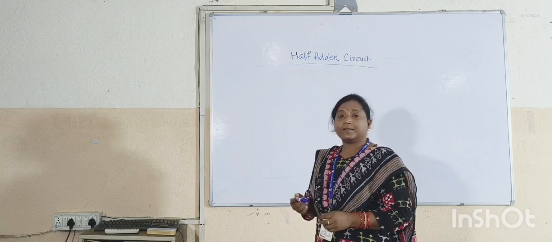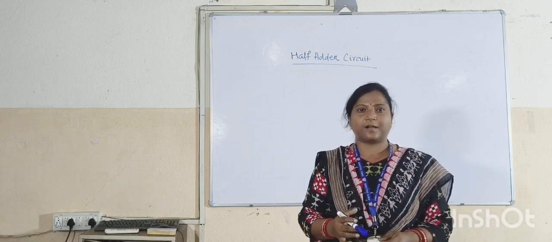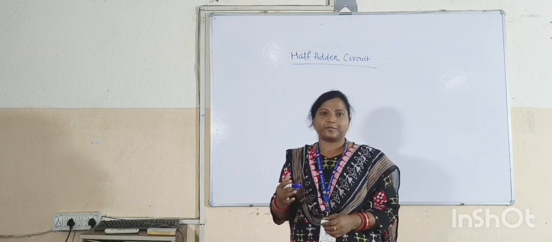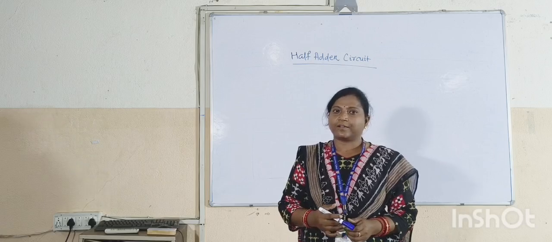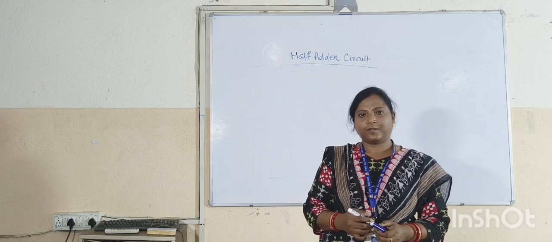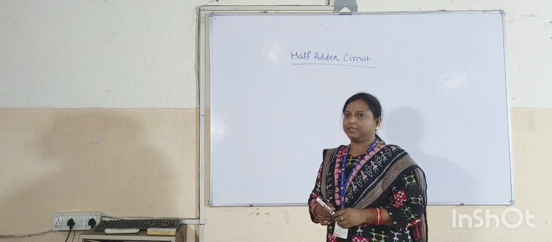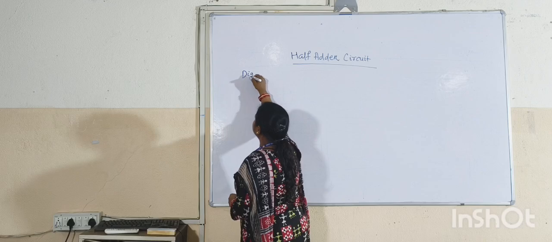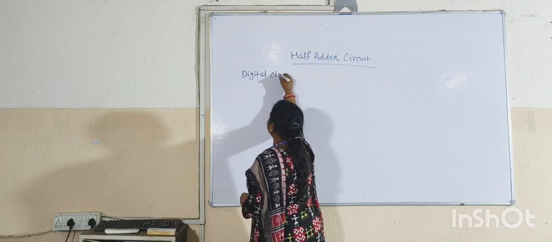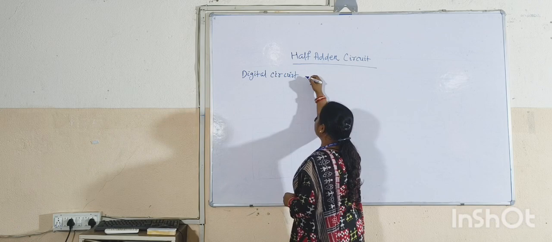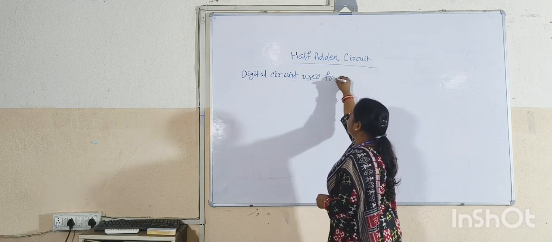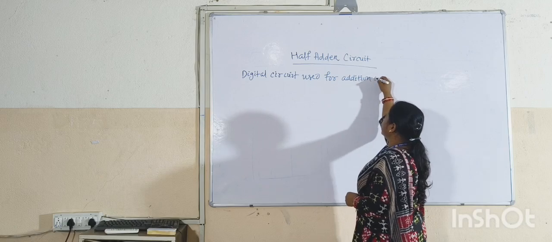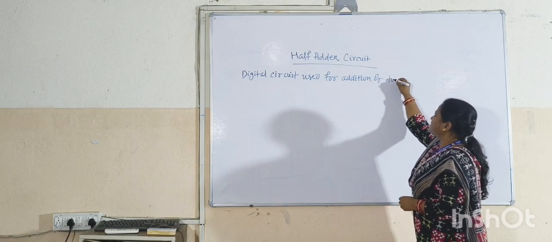So again, what is a combinational logic circuit? Combinational means that the output is a combination of input variables. So whatever output we are getting here is a combination of inputs in the case of a combinational logic circuit. So a half adder is nothing but a digital circuit used for addition of two single bits.